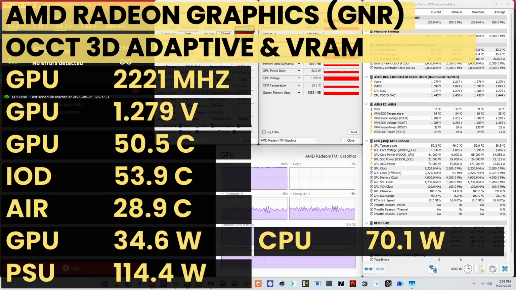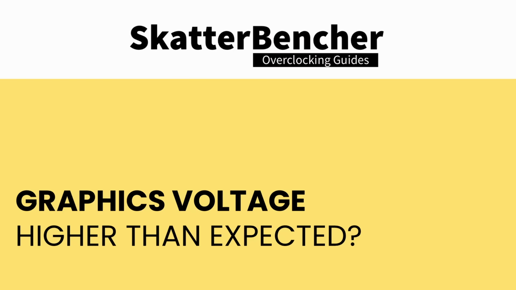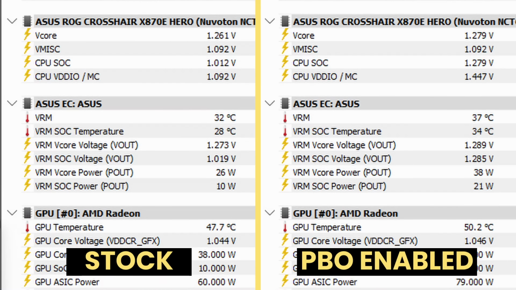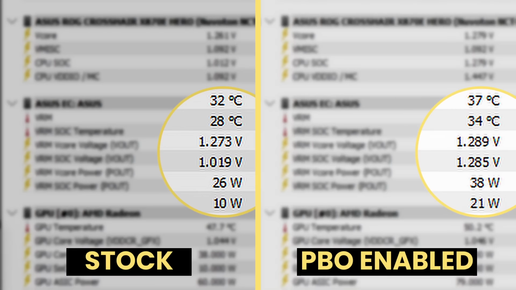When running the OCCT 3D Adaptive and VRAM combined stress test, the average GPU effective clock is 2221 MHz with 1.279 volts. The average GPU temperature is 50.5 degrees Celsius, and the average GPU core power is 34.6 watts. Attentive viewers will have raised their eyebrows twice by now because of the reported operating voltage in the OCCT stress test. Both at stock and in OC strategy number 2, I state that the operating voltage is over 1.27 volt.